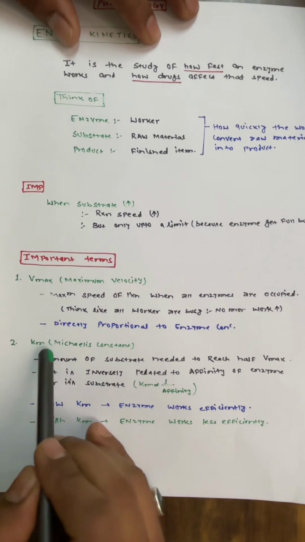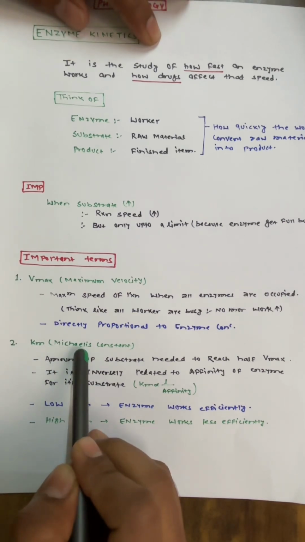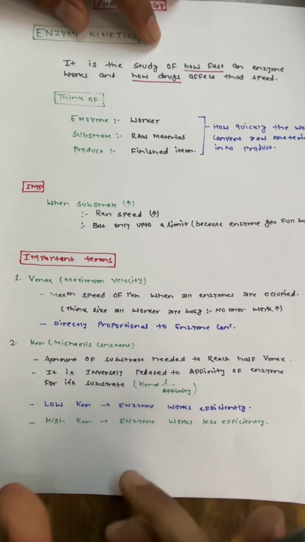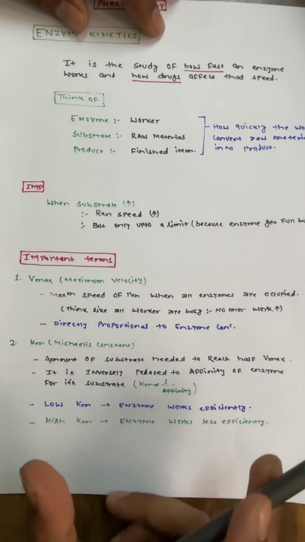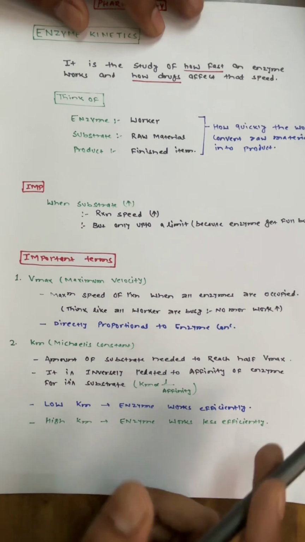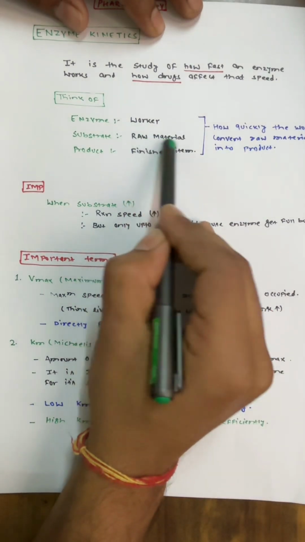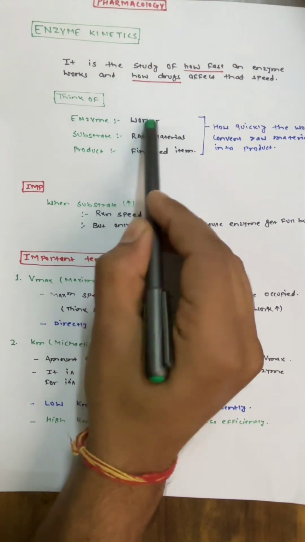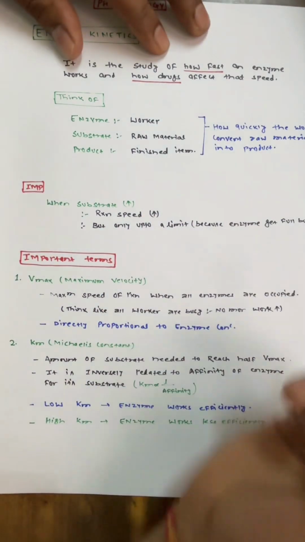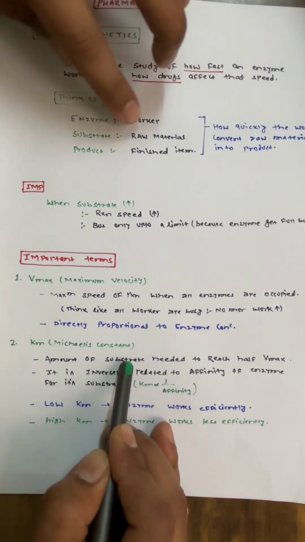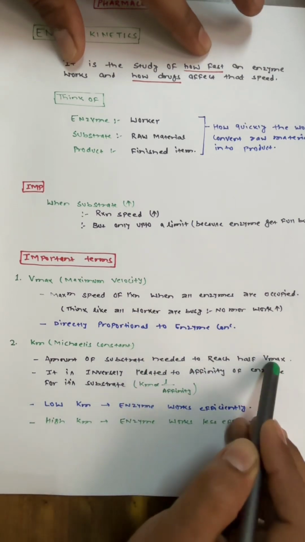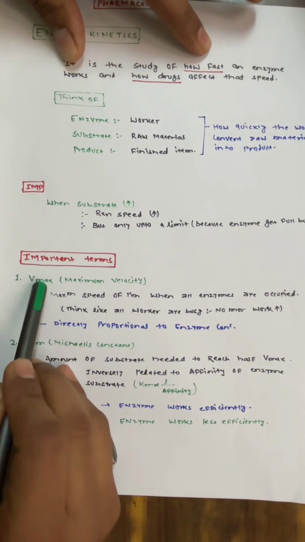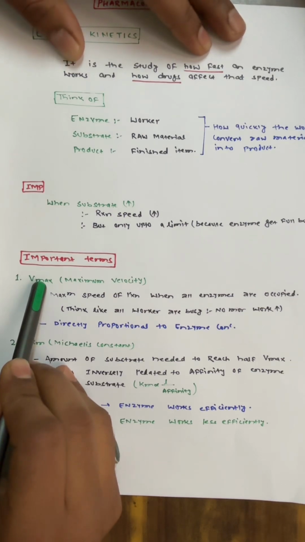Now we'll talk about Km, the Michaelis constant. Always remember that Km is the amount of substrate needed to reach half of Vmax. How much raw material do we need to make half of the workers busy? So the amount of raw material needed to reach half of the reaction speed, the maximum speed.